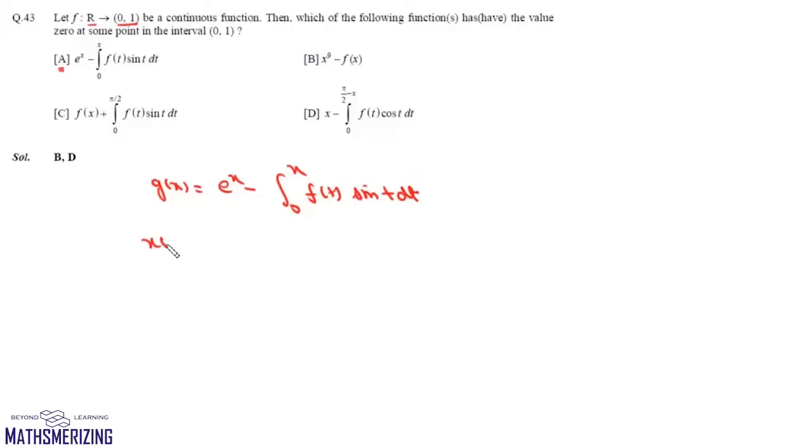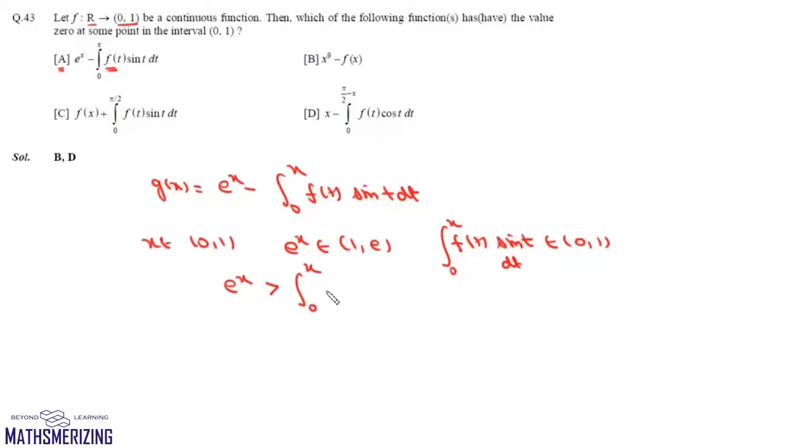Now we know that when x belongs to [0, 1], e to the power x will lie between 1 and e, and f(t) sin t will lie between 0 and 1. As the value of this function lies between 0 and 1, and the value of sin x also lies between 0 and 1, this integral from 0 to x of f(t) sin t dt will also lie between 0 and 1. Now clearly e to the power x will be greater than the integral from 0 to x of f(t) sin t dt, and therefore this g(x) is always greater than 0, and thus it cannot be 0.